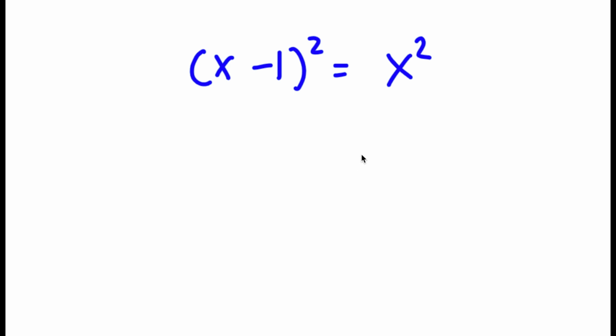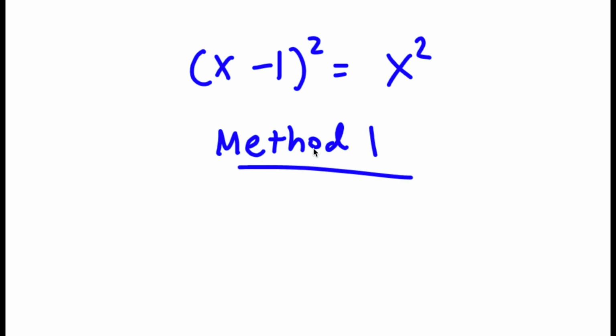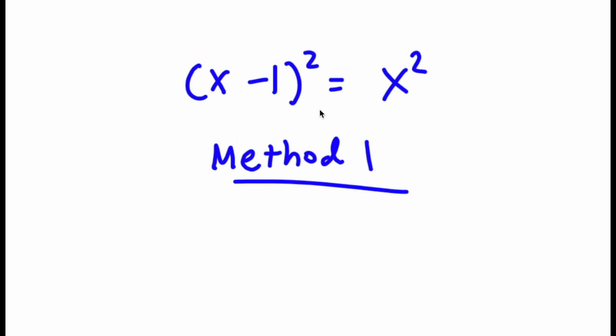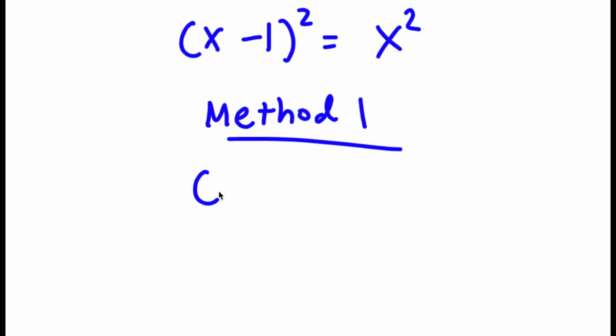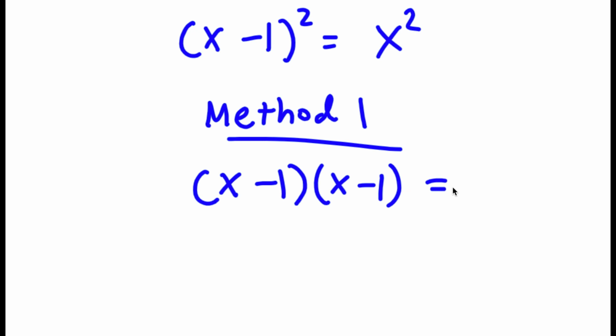Alright guys, so in this problem, I have (x minus 1) squared is equal to x squared. To solve this, I actually have two different methods. So for method 1, I'm going to start by rewriting (x minus 1) squared as (x minus 1) times (x minus 1), and this is equal to x squared.